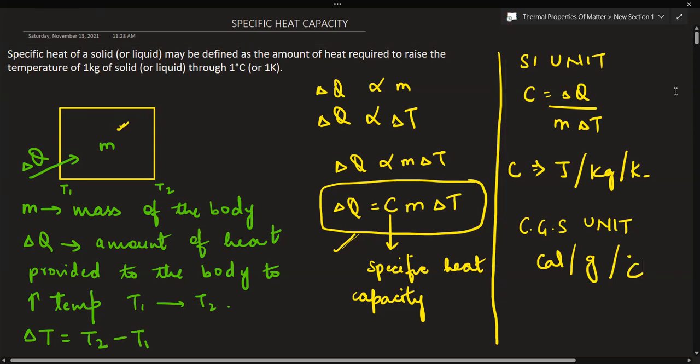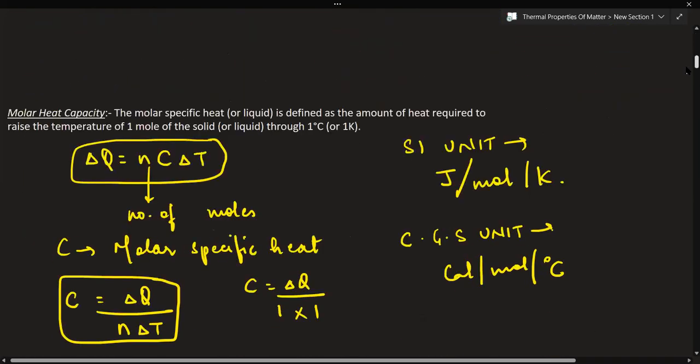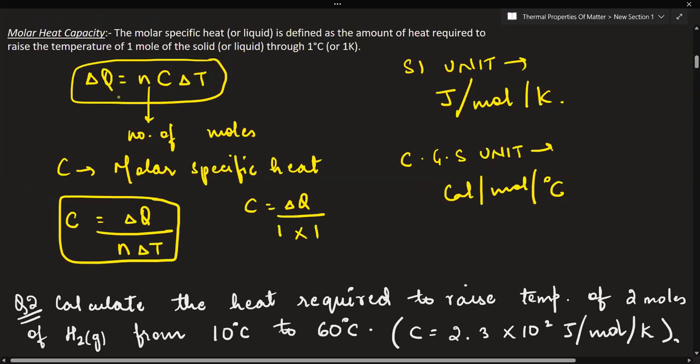Now see, this was regarding 1 kg of solid or liquid. If I write it for 1 mole of a substance, then instead of M, I'll be writing N. That means instead of 1 kg, I'll be writing 1 mole. So rest of the definition remains same. The molar specific heat capacity for a liquid or a solid is defined as the amount of heat supply required to raise the temperature of 1 mole of a solid or a liquid through 1 degree Celsius or 1 Kelvin. So the definition and everything remains the same.